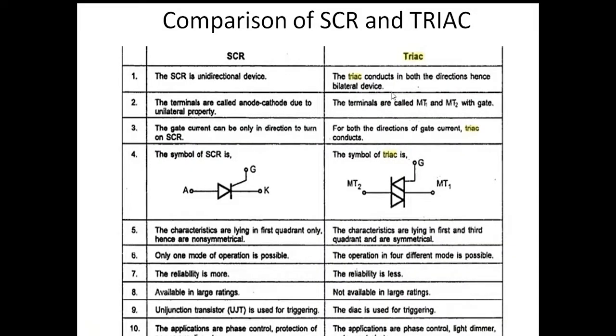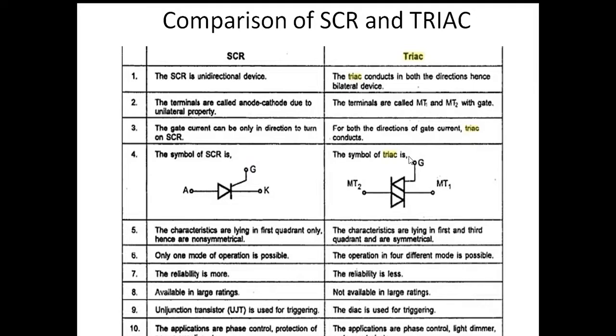SCR is a unidirectional device. It will conduct only in one direction. But triac is a bidirectional device. It can conduct in both the directions. The terminals of SCR are called anode and cathode, but here the terminals are MT1 and MT2. Gate current can flow only in one direction to turn on the SCR, but in triac it can be in both the directions. The symbolic representations will be like this.